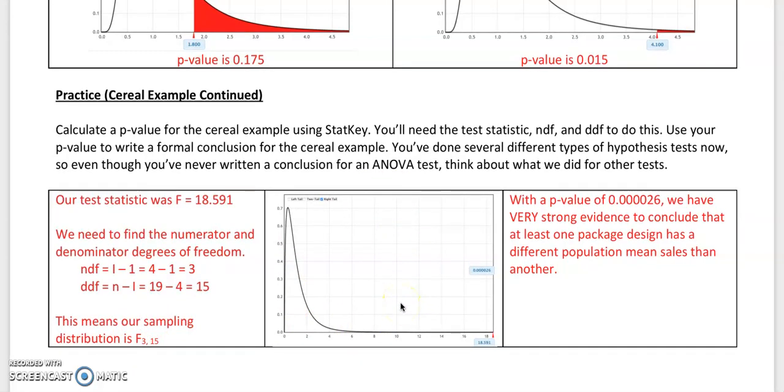And even though you've never done an ANOVA test before, you've never written a conclusion for one, hopefully you'd have a rough idea of what this would look like. I would say something like, based on my p-value, which is much, much smaller than 0.05, that means that I have very strong evidence to conclude that at least one of my package designs has a different population mean sales than another. And that's based on the alternative hypothesis. So essentially, I'm doing what we've done all semester. I'm saying my p-value is small. That means I have sufficient evidence that my alternative hypothesis is true, and I just need to put it in context of the problem.